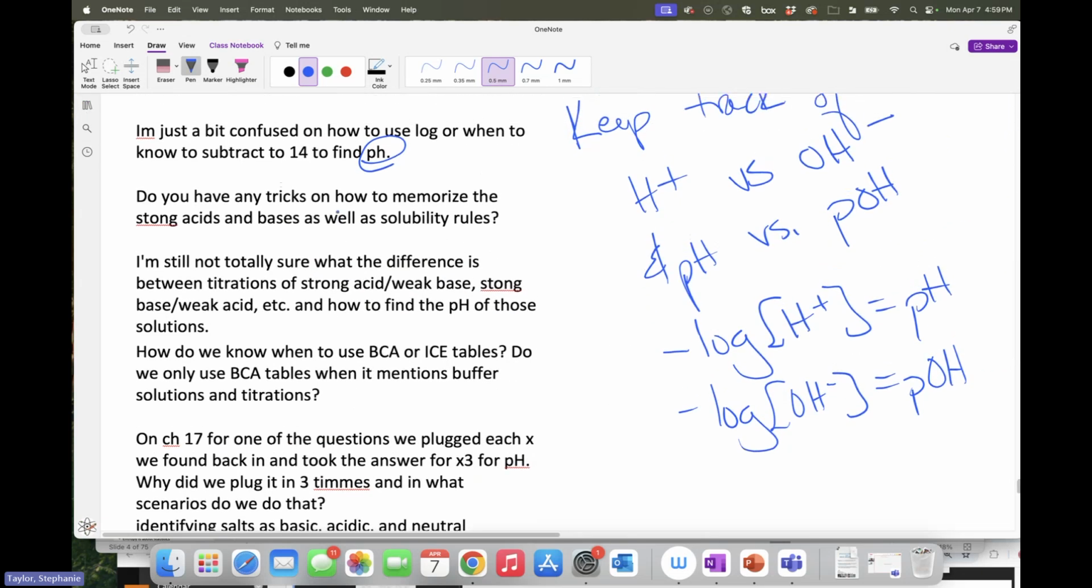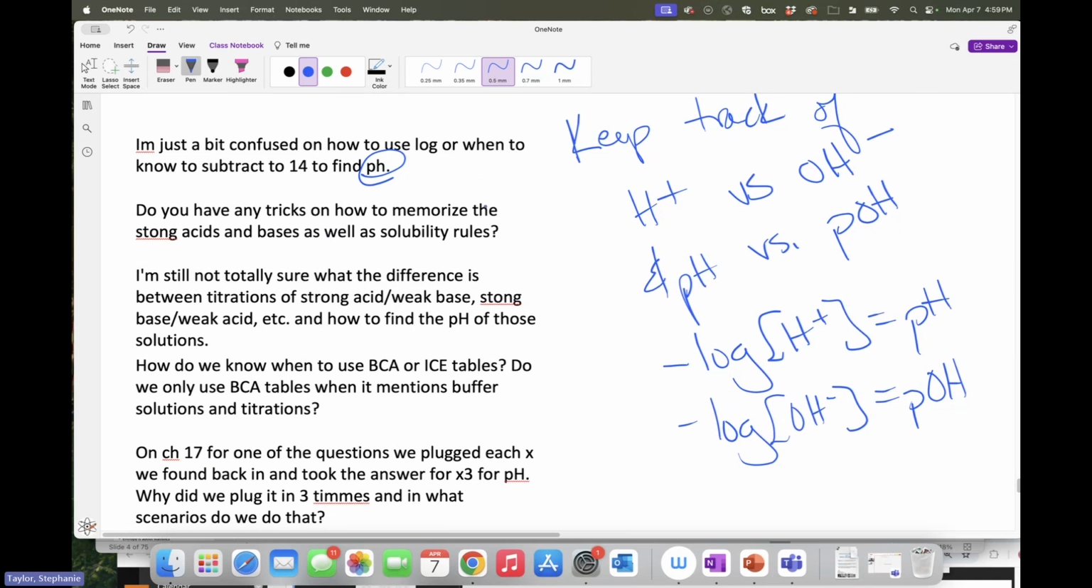Do you have any tricks on how to memorize strong acids and strong bases as well as solubility rules? So I gave my class the solubility rules, but you don't actually need those. For solubility, you're just going to look for KSP values. And KSP will tell you that there's something that you need to calculate. So my trick for memorizing solubility rules is don't. Just use the KSP values. Don't bother memorizing solubility rules.